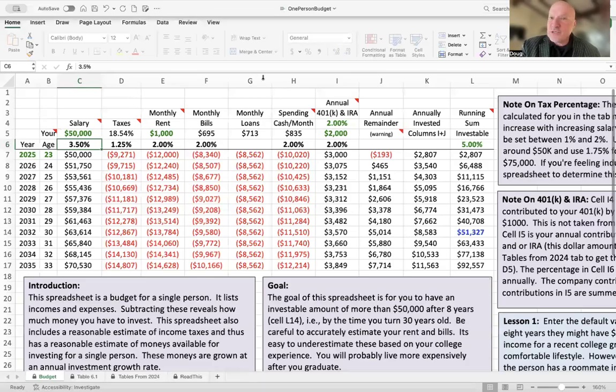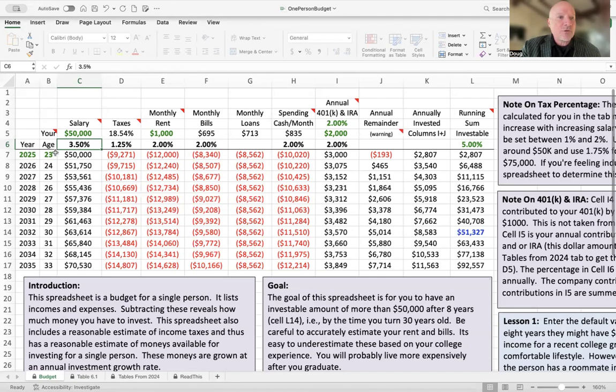Let's have a look at the spreadsheet for a single person, a one-person budget. So this might be like the kind of budget you would experience soon after or immediately after you graduate from college. Let's assume you're going to have an average starting salary of about $50,000 per year, which is more or less the average across the U.S. And it depends, of course, on your major and so on, which we've already learned about in the previous chapters.